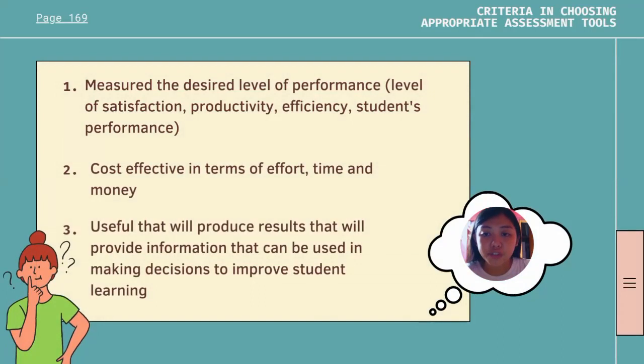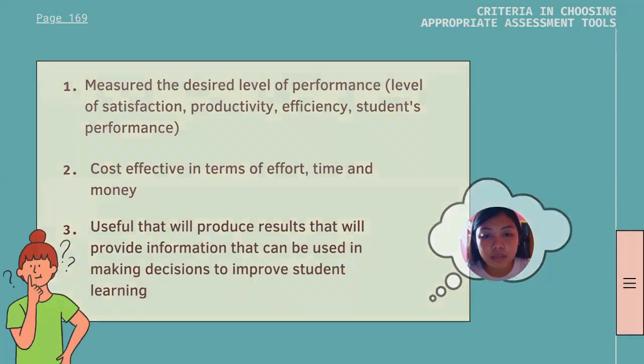Let's proceed to the third one. The third one is useful, that will produce results that will provide information that can be used in making decisions to improve students' learning. So it means a teacher should also use situational assessments, gather the students' answers, and organize ideas from it to form decisions to improve students' learning and performances.